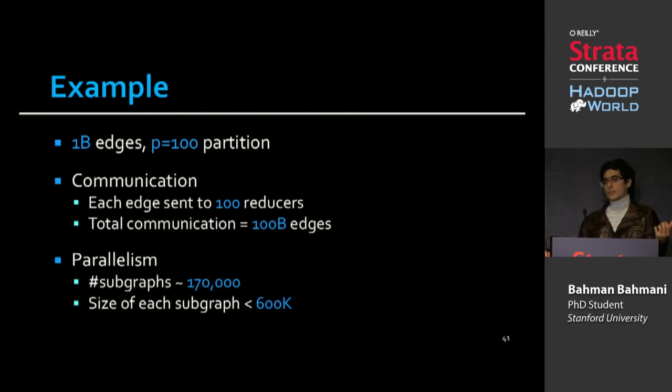But then the parallelism that we get is amazing, because the number of these subgraphs is around 170,000. That's a simple combinatorial problem. It's just the number of triples I, J, K, non-decreasing sequences of three numbers between 1 and 100. So that's the number of subgraphs, and we can compute it, it's around 170,000. So the size of each subgraph is the 100 billion edges going over the network, divided by this number. So that's less than 600,000. So it's a pretty small graph, and each reducer can just handle it separately in parallel.